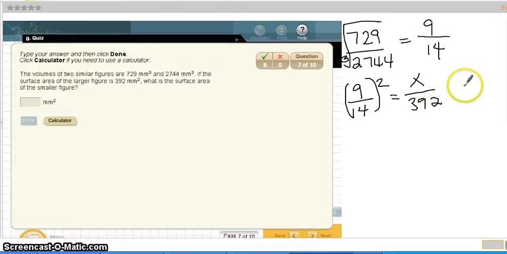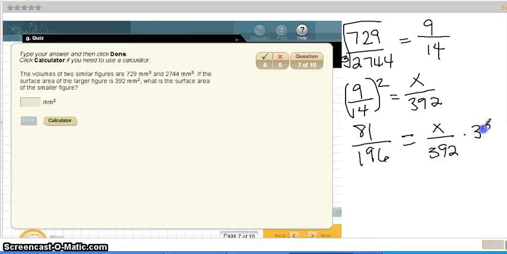Now to solve, first thing you want to do is square the fraction. When you square it, you will get 81 over 196. That's going to equal x over 392. To get the 392 out of your denominator, you multiply. And again, it's 392 times 81 divided by 196. I get 162 for x.